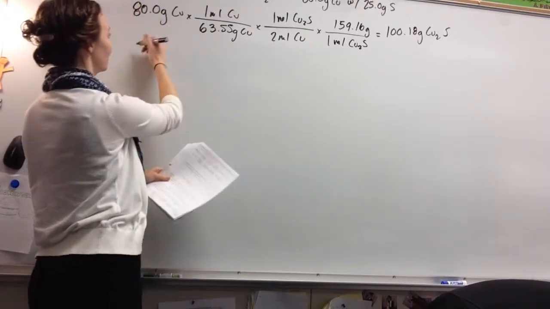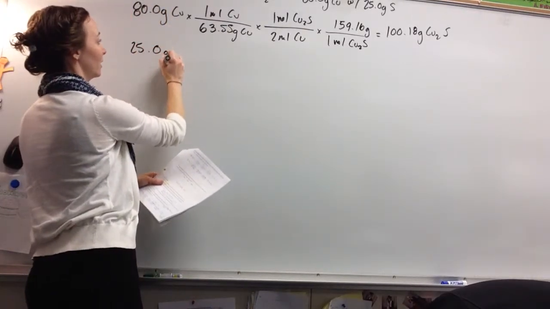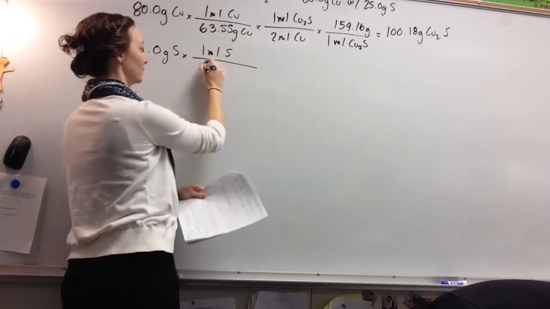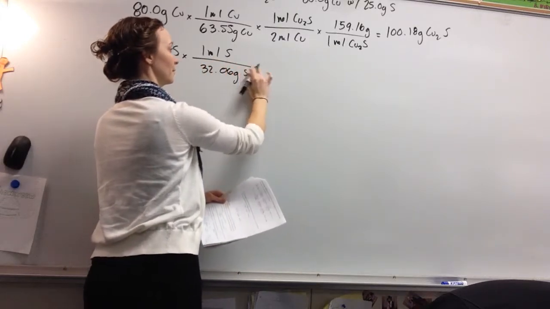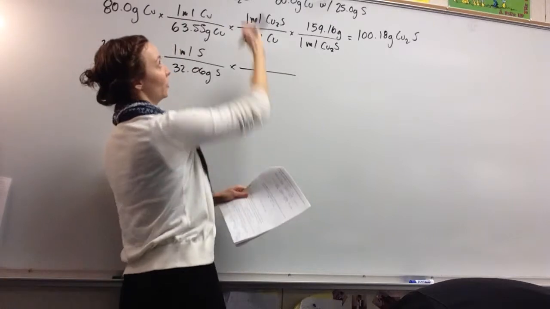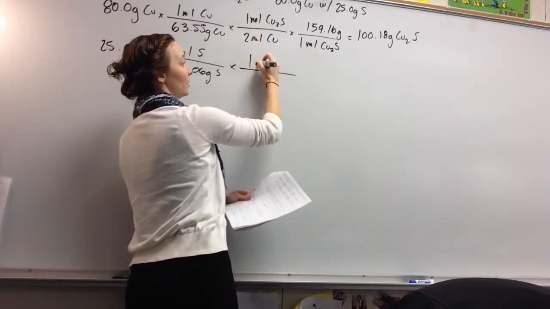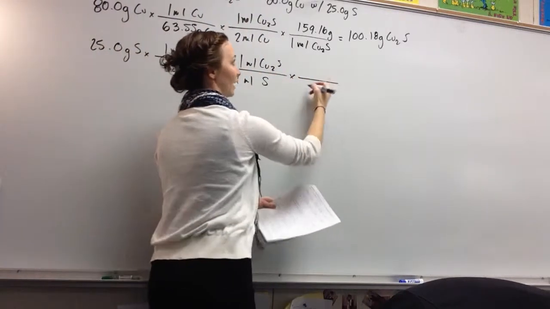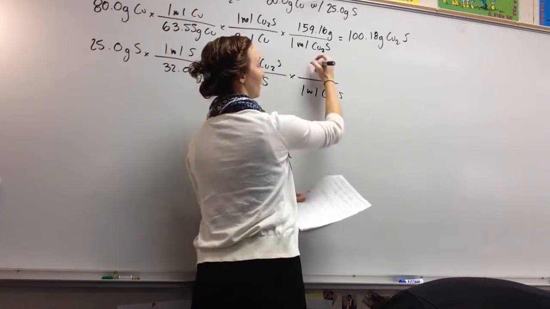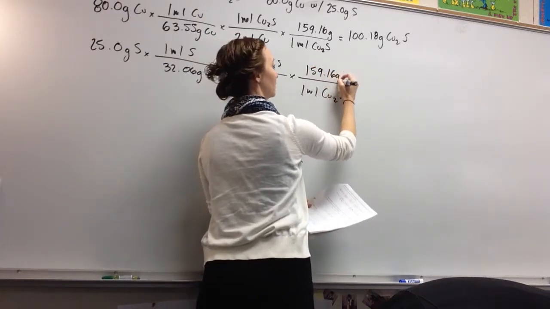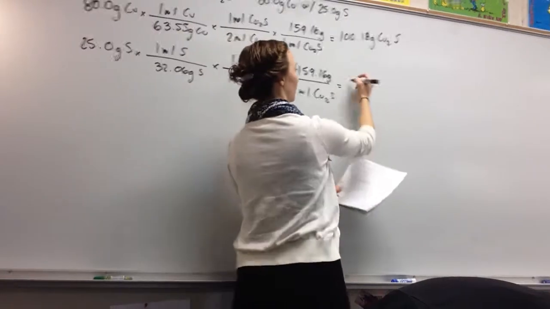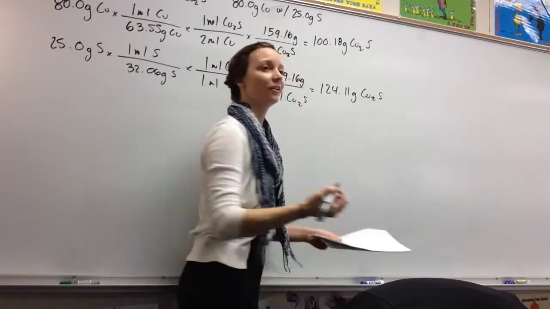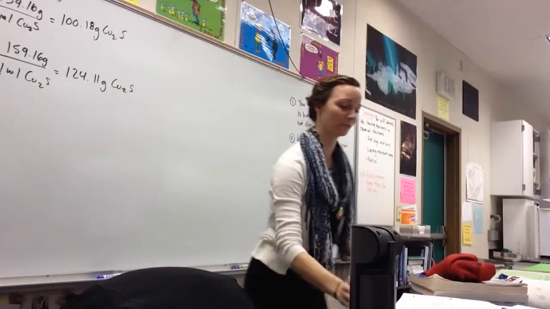The sulfur one. So I'm going to start with sulfur. So 25.0 grams of sulfur. 1 mole of sulfur weighs 32.06 grams. Okay. And then we're going to product. So this product we have 1 mole of, and over here we have 1 mole of. And then turned into grams, and then 159.16 grams. Okay. And then we end up getting 124.11 grams of Cu2S. All right. I'll wait till you guys get this copied before I continue.